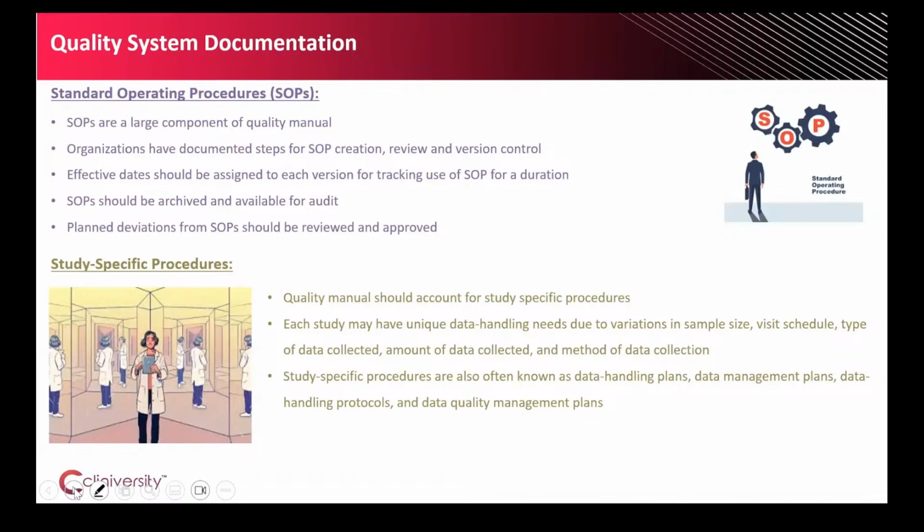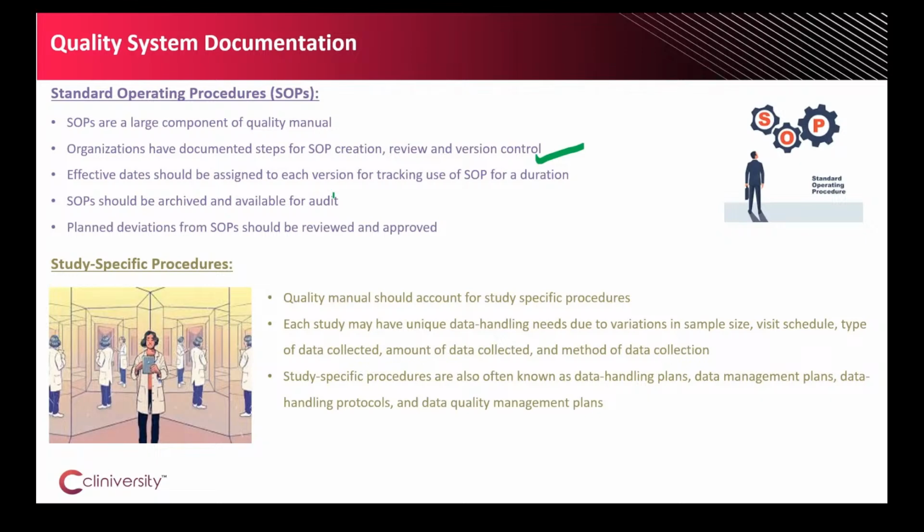Then, what are the standard operating procedures? These are again a part of the quality manual, and they are usually a large component of it. Organizations should have documented processes for creating, reviewing, and version control of the SOPs. To easily identify the time periods when an SOP should be used, an effective date is usually assigned when the SOP version is published. Although they do not have to be archived with each study, SOPs should be available for the study audit even after years of the study closure.